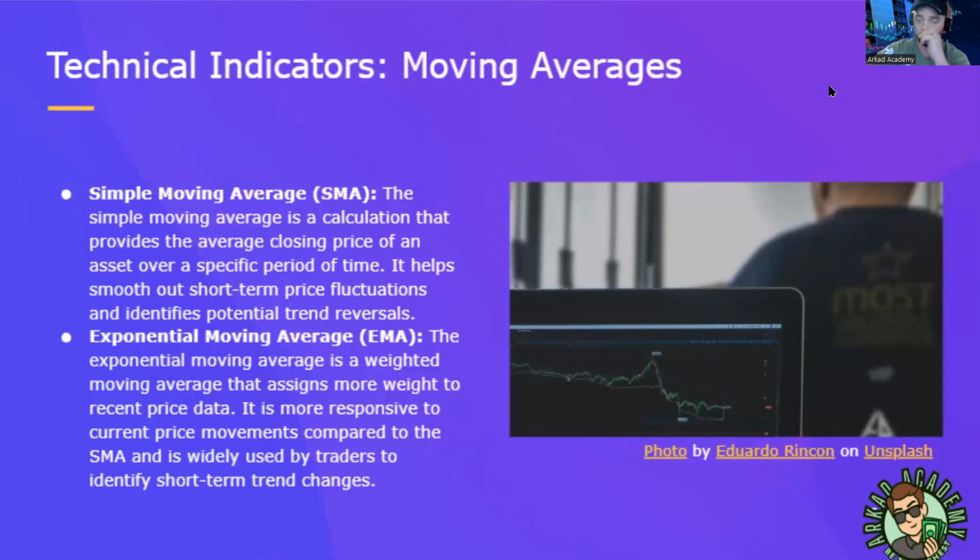So technical indicators: moving averages. A simple moving average is a calculation that provides the average closing price of an asset over a specific period of time. It helps smooth out short-term price fluctuations and identify potential trends. An exponential moving average is a weighted moving average that assigns more weight to recent price action. It is more responsive to current price movements compared to SMA and is widely used by traders in identifying short-term trend changes.